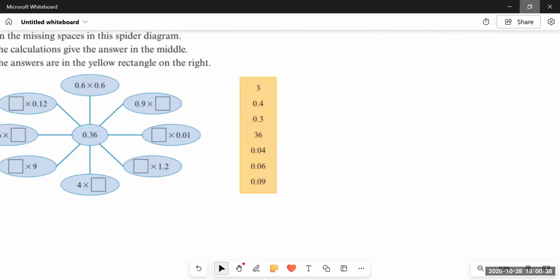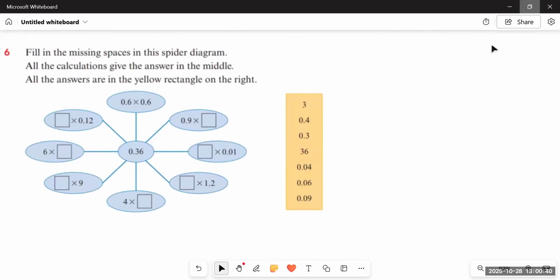Next, we have question number 6, which says fill in the missing spaces in this spider diagram. All the calculations give the answer in the middle, or the answers are in the yellow rectangle on the right. Okay. So if it's 0.6 multiplied by 0.6, the answer is already given, 0.36. And in 0.36, how many decimal places do we have? Two decimal places. Okay. So what should I multiply with 0.9? 0.9 has one decimal place and we need two decimal places. So 9 fours are 36. It would be 0.4.